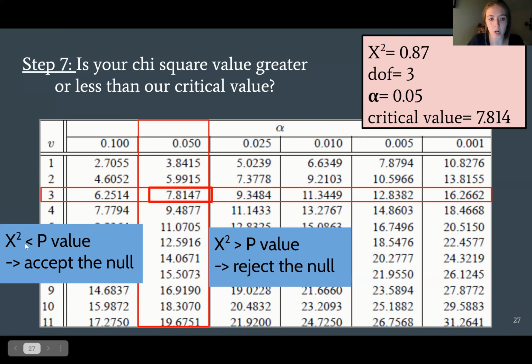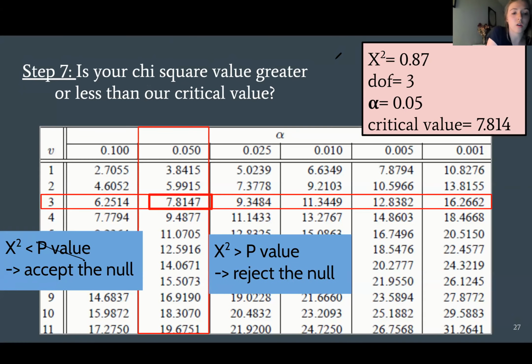If your chi-squared is greater, and this says p-value here, that should say critical value. Sometimes you can use a p-value, but we're using the critical value here. This should say critical value.